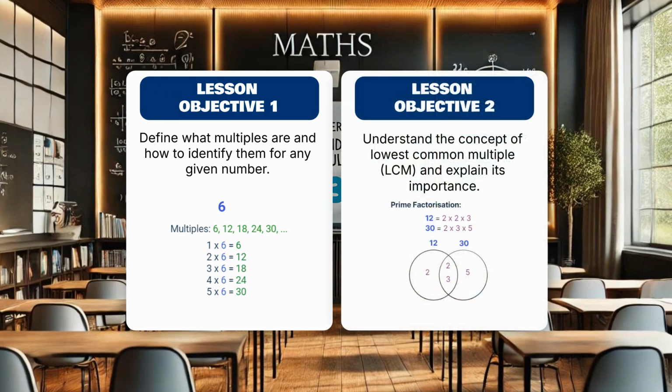Next, we introduced the lowest common multiple, LCM, which is the smallest number that is a multiple of 2 or more given numbers. Understanding LCMs is critical for solving problems involving fractions and algebra. We covered 2 primary methods to find the LCM: listing multiples and using prime factorization with a Venn diagram.